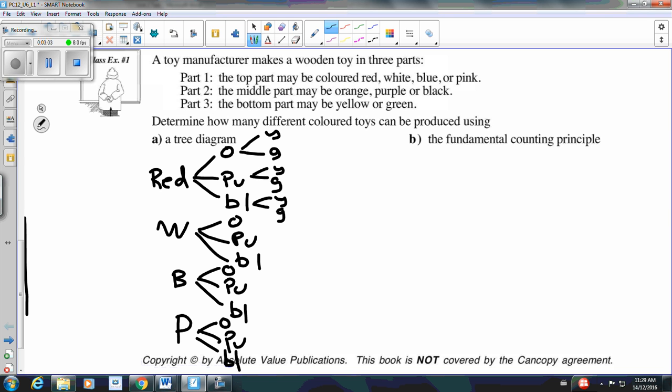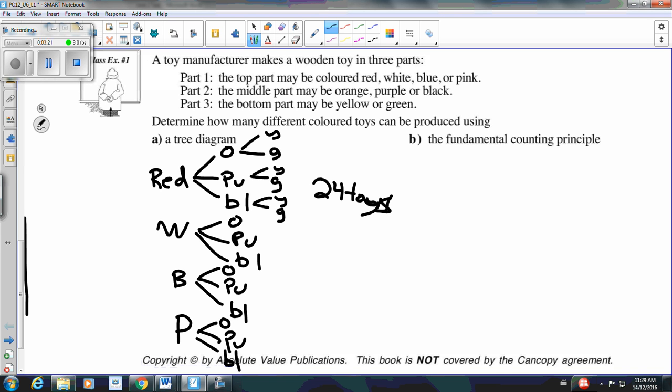And you get the idea. So we would keep giving 2 more branches for yellow or green. And if we count how many branches we have, we'd have 1, 2, 3, 4, 5, 6. We'd have 2 coming off of each of these, giving us 24 toys in total.